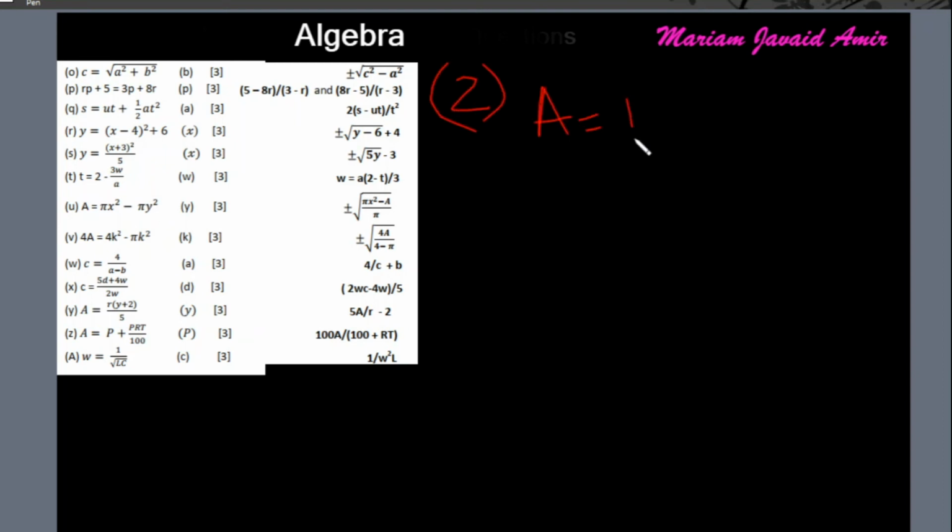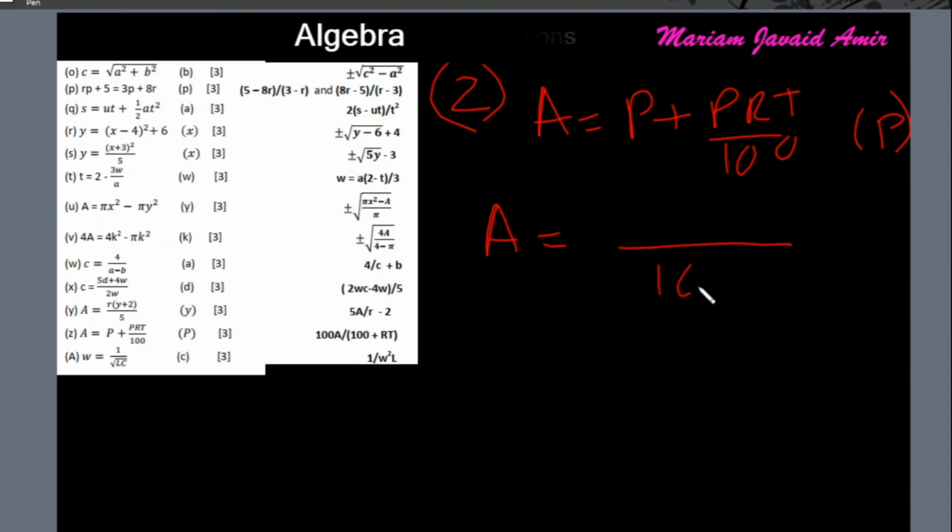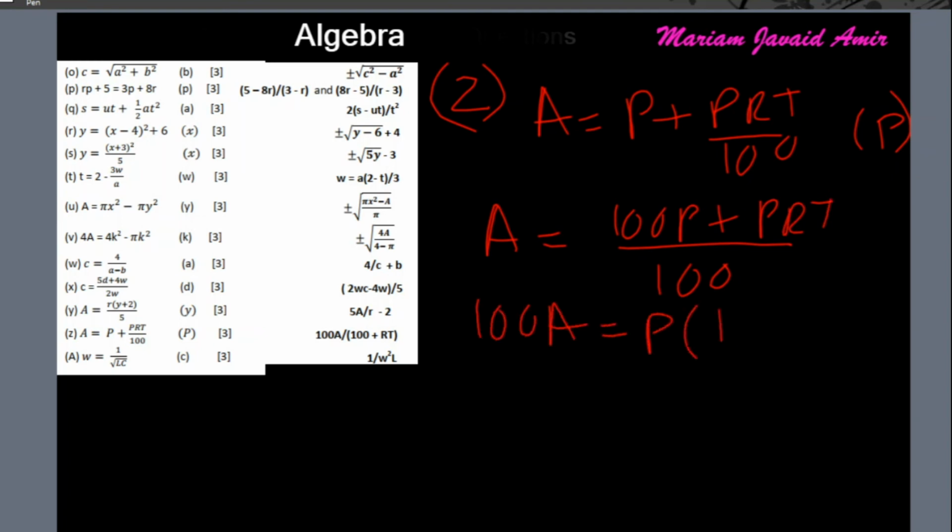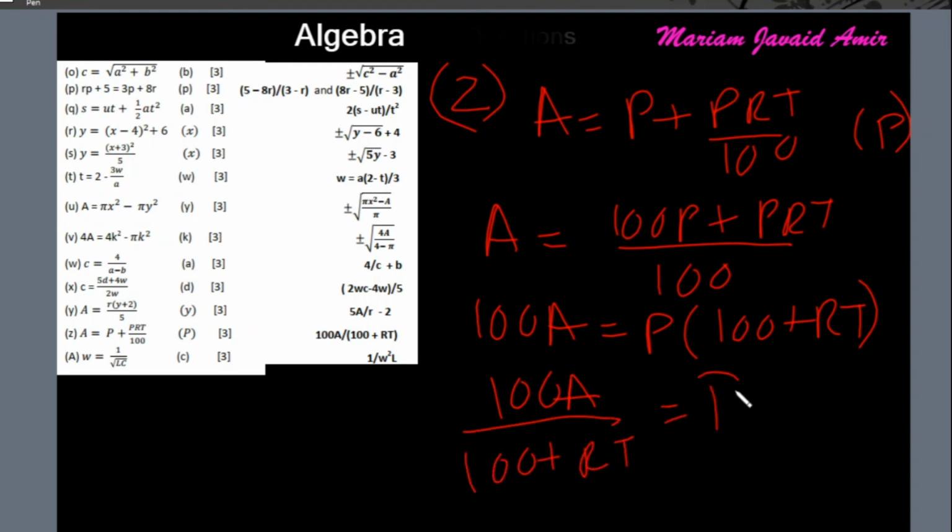A equals P plus PRT over 100. Make P the subject. So we have two P's over here, double P's over here. First take LCM, we get 100P plus PRT. Send the denominator 100 to the other side. In the right hand side take P common, and we're left with 100 plus RT. Divide this to the other side. So 100A over 100 plus RT equals P. This is the answer for part Z.